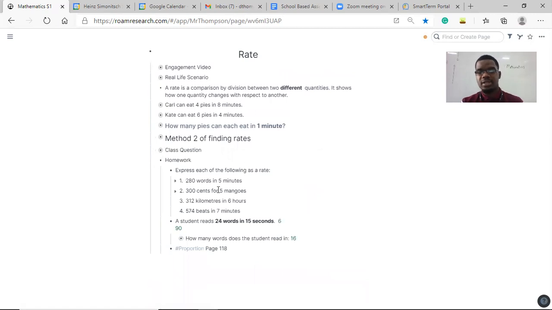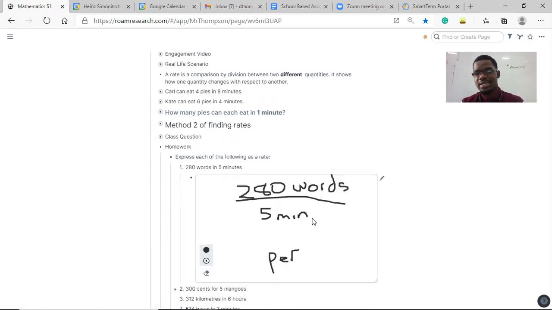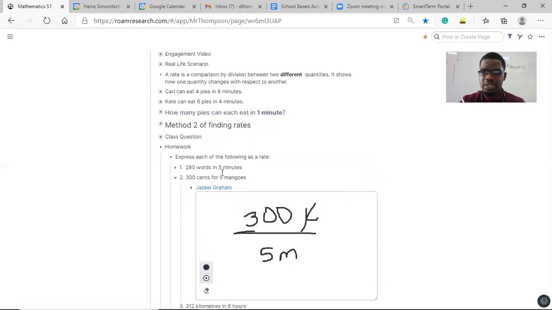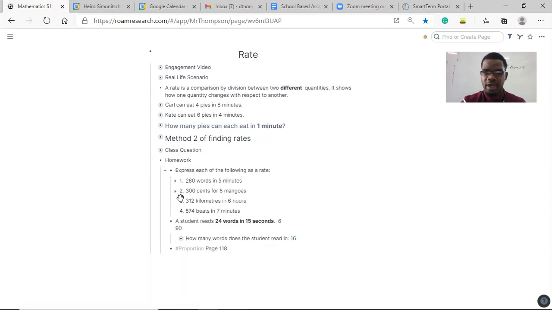Then I gave you some examples to do for homework, which was to express each of the following as a rate. The first one was done for you: 280 words for every 5 minutes is equal to 280 over 5, and that's the expression for the ratio. I didn't ask you to find for every 1 minute. That was done for the second part of the homework. The second one, 300 cents for mangoes. Jazeel a while ago told me it was 300 cents divided by 5 mangoes.